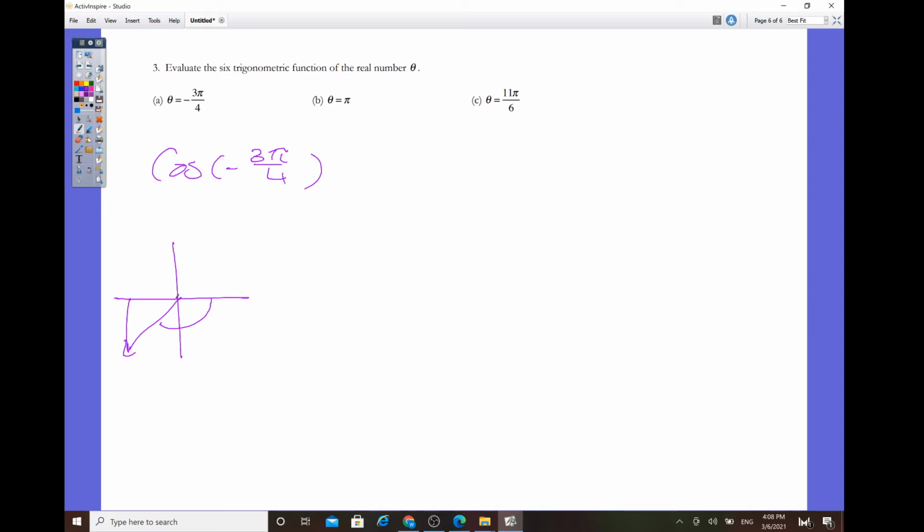Here's the reference triangle with the reference angle, which is pi over 4. So cosine of pi over 4 in quadrant 3 is negative root 2 over 2. And then sine of negative 3 pi over 4, with pi over 4 in quadrant 3, is also negative root 2 over 2.